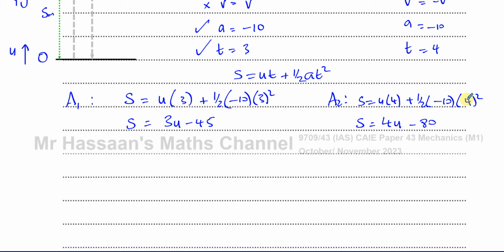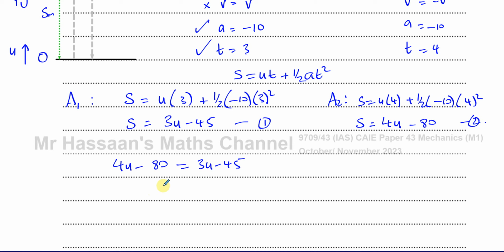Okay, that's 5 times 16 is 80. Good. So now we've got these two equations. We can use substitution here. I can replace the s with 4u minus 80. So I can say 4u minus 80 is equal to 3u minus 45.